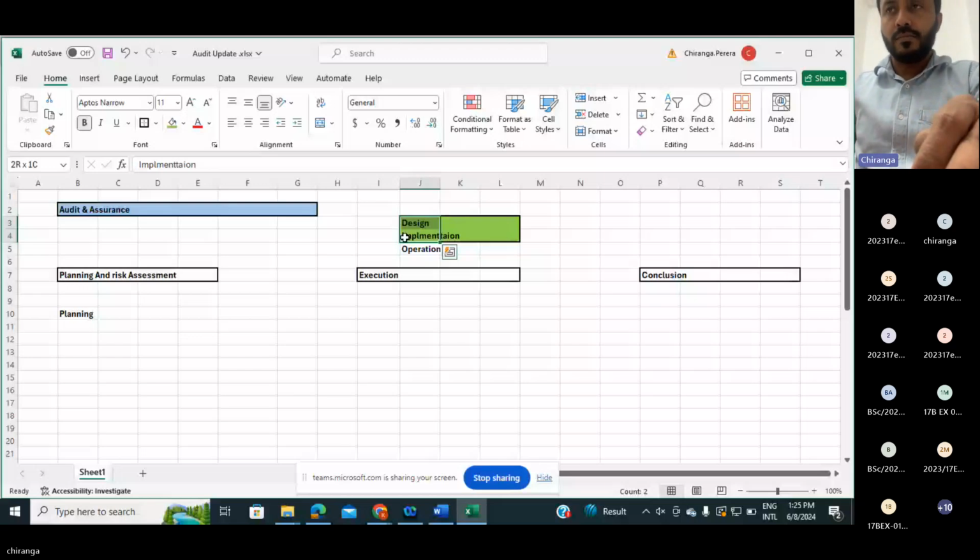Give me a second. Right. You all can see the screen, right? My Excel sheet. Yes, sir. Yes, sir. Right.